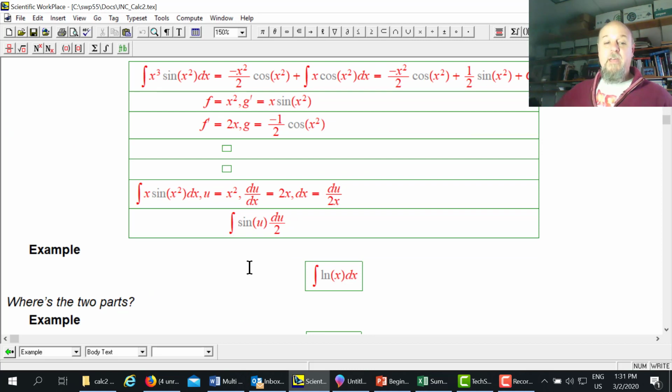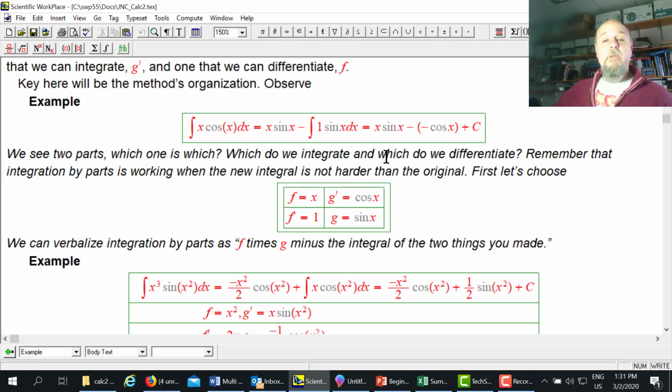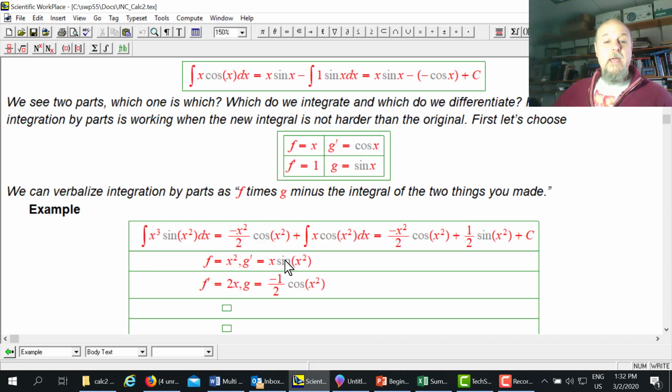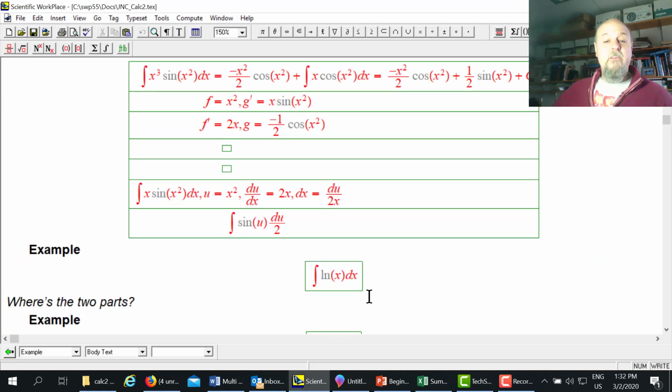Let's do one more example. Integrating ln x. Way up here, in the second example that we did, we made the f the ln because we couldn't integrate it, so we could differentiate it. And now in this example I'm asking you to integrate it, but where are the two parts? I can differentiate ln, but I can't integrate it, and here I'm asking you just to integrate it.